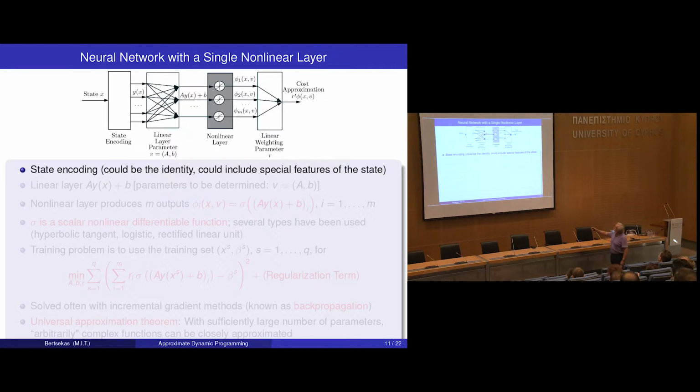It may be that this state encoding is just the identity, or it may include some special features of the state, like, for example, 0 or 1 if the state belongs on the right-hand side of the plane or the left-hand side of the plane, things like that. Specialized features that we design ourselves. Okay, so once we have the state encoding, this y sub x, this is linearly transformed in this box here.